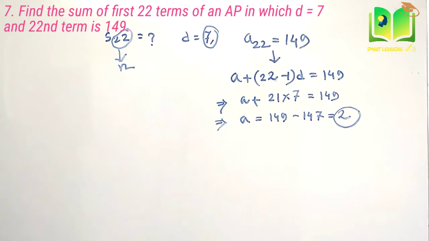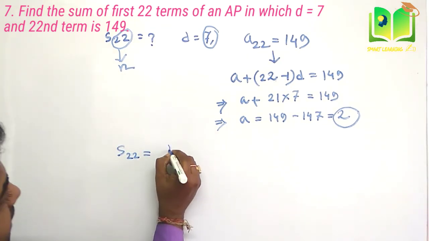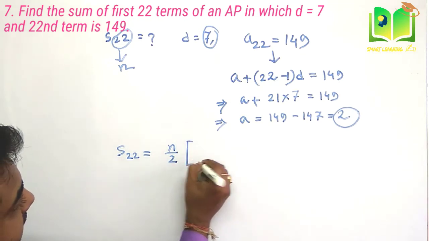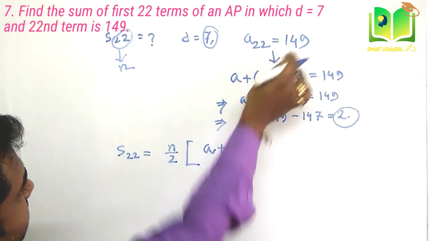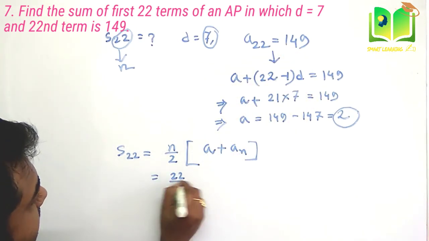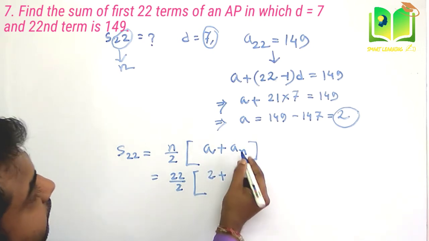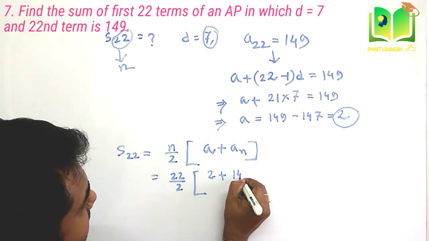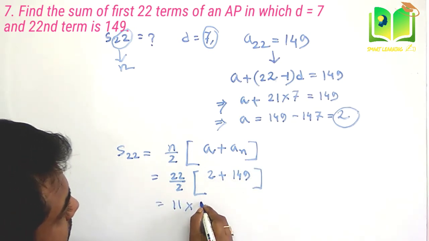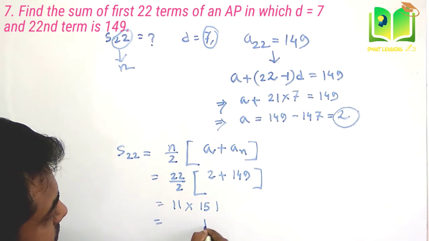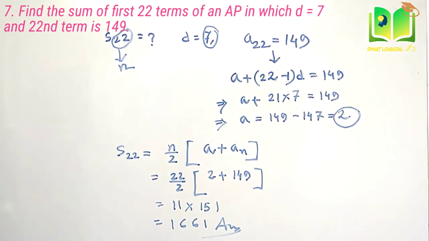So very simple. You know that S22 equals n by 2 into bracket a plus an. The last value is already given here. So 22 by 2 within bracket, the value of a is 2, the value of an is 149, equals 11 into 151 equals 1661. So this is your answer.